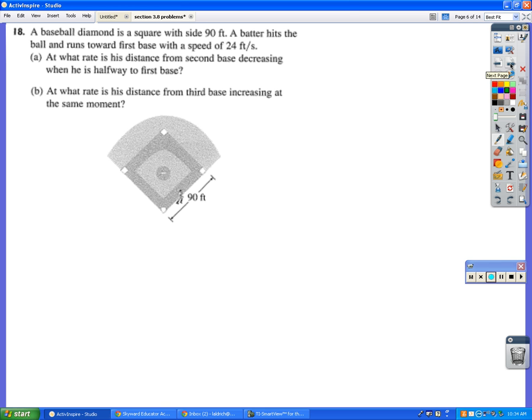Okay, a baseball diamond is a square with side 90 feet. A batter hits the ball and runs towards first base with the speed of 24 feet per second. So, at what rate is his distance from second base decreasing when he is halfway to first base? So here is our triangle, I guess.